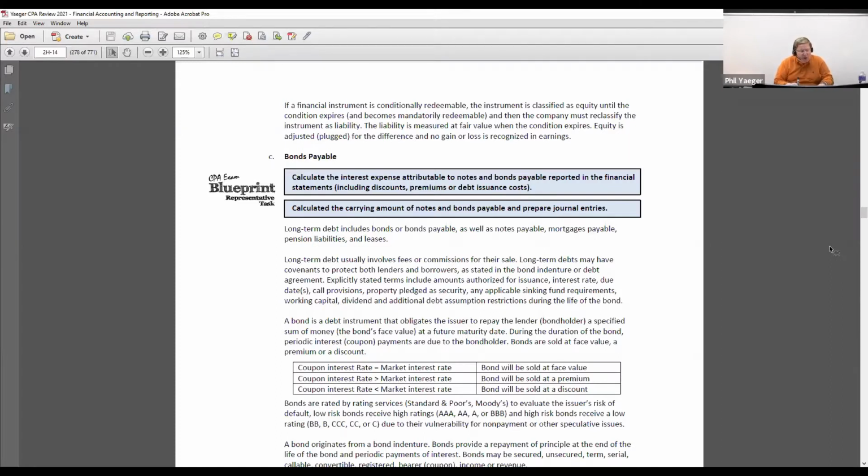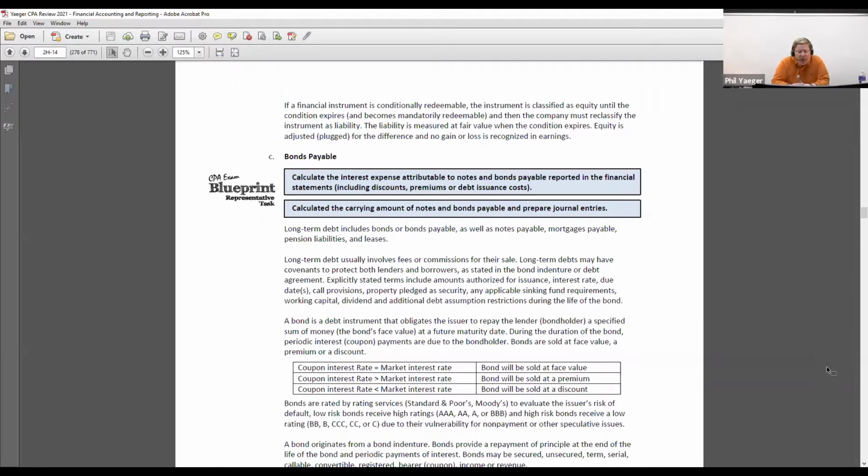All right, now, the first blueprint says, this is the AICPA's blueprints, calculate the interest expense attributable to notes and bonds payable. All right, now what we're going to talk about is interest expense as it relates to bonds payable that's reported in the financial statements, including discounts, premiums, or debt issuance costs, and also calculate the carrying amount of the bonds payable and prepare journal entries.